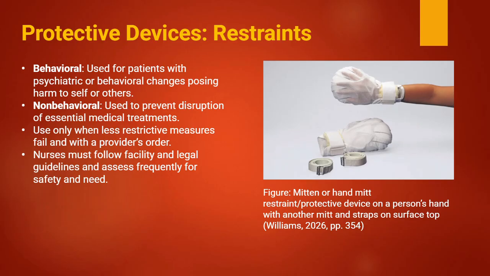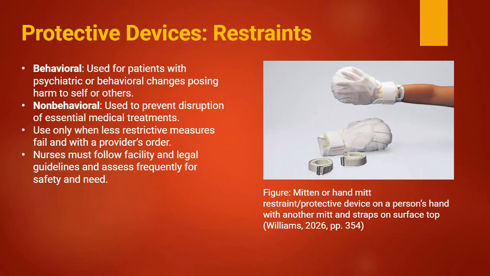There are two major categories of restraint use: behavioral and non-behavioral. Behavioral indications occur primarily in psychiatric or acute behavioral settings, for example, when a patient is violent, combative, or attempting to harm themselves or others. Sometimes this may follow a sudden change in mental status, such as acute delirium or psychosis.